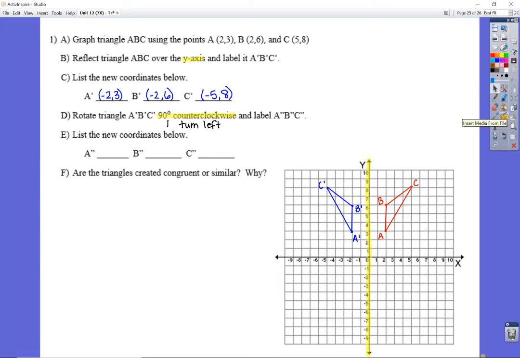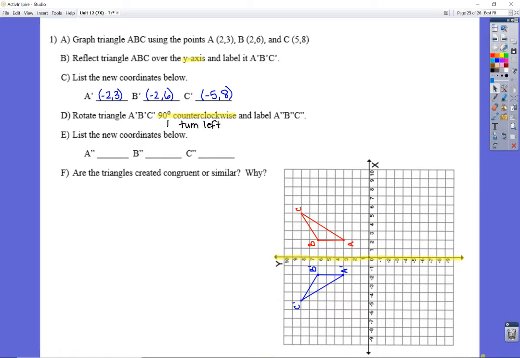Remember that I cannot physically turn my screen, but instead I will turn my graph paper. When you have turned your paper one turn to the left, the word compositions will be on the left-hand side, and your graph should look like this. Part E says to list the new coordinates for A double prime, B double prime, C double prime, below.